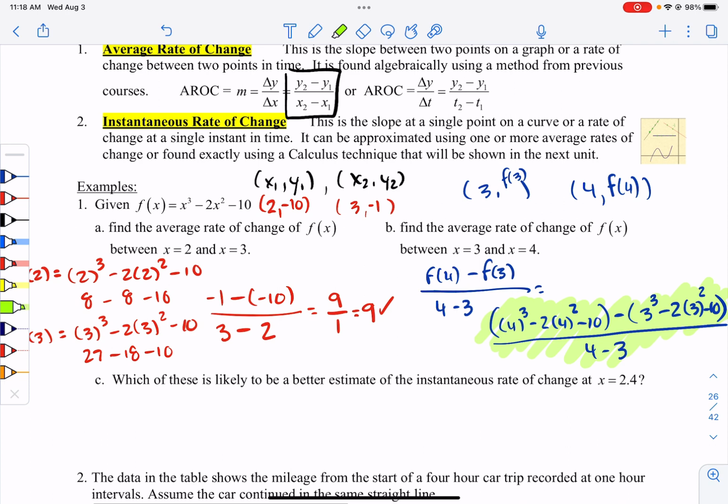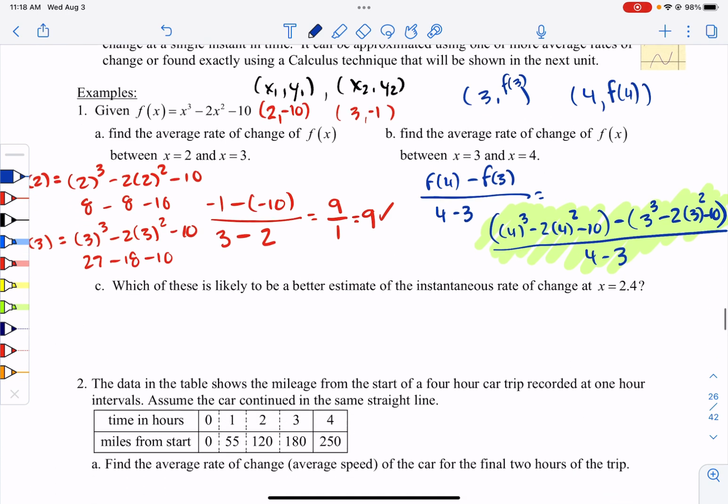You might simplify wrong. You might multiply, subtract, forget to carry a negative through that parenthesis. You could make a mistake in the simplification and lose the points for that reason. Anyway, just something cool about calculus that I want you to keep in mind as we do some of these problems.